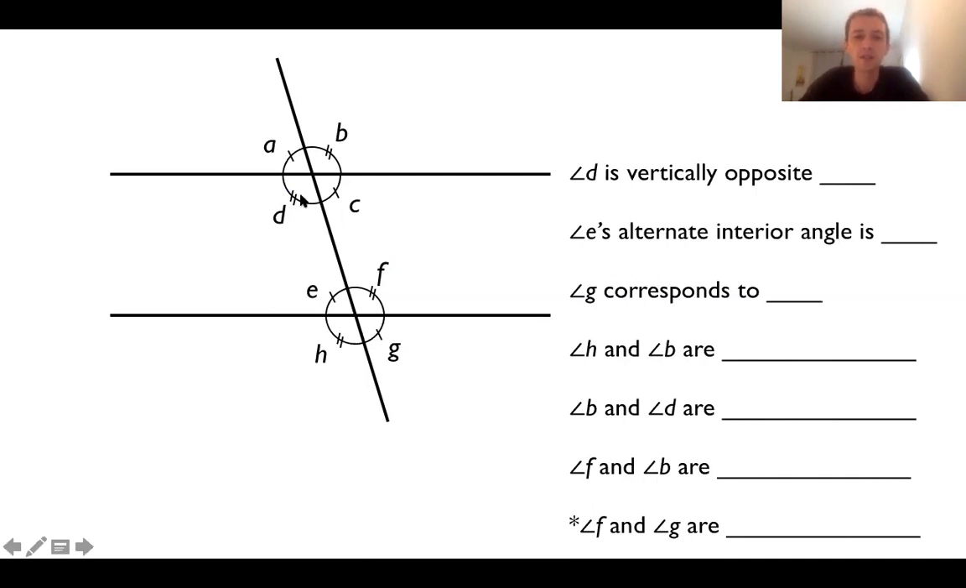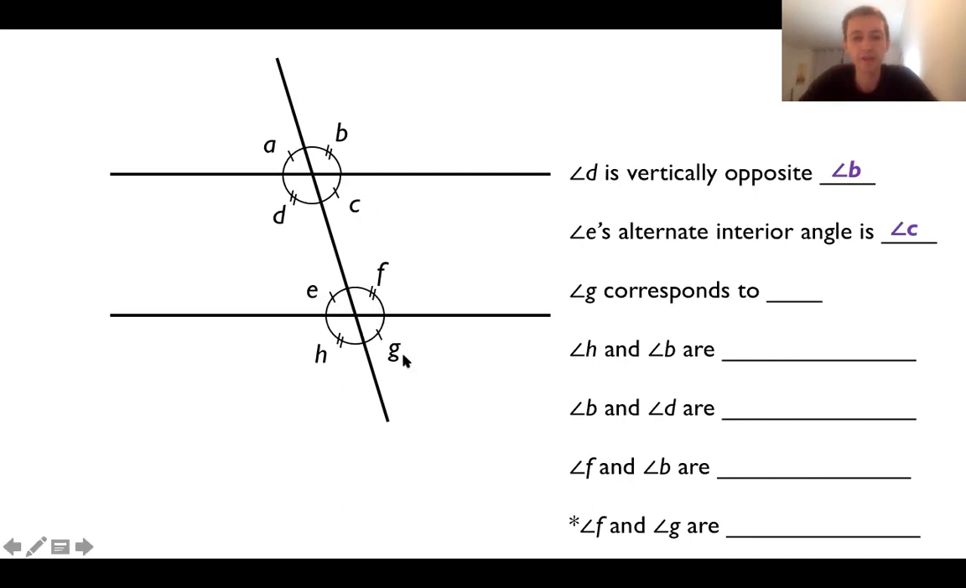Angle D over here is vertically opposite, meaning it's across from, well, it's got to be this one. Angle B. Okay, let's look at angle E. Angle E's alternate interior, so that means on the other side and inside the parallel lines, it's got to be angle C.